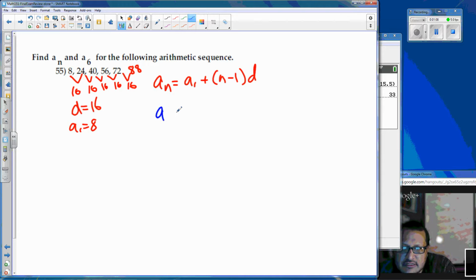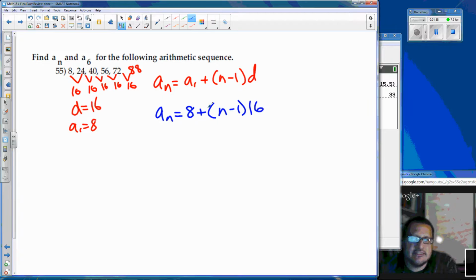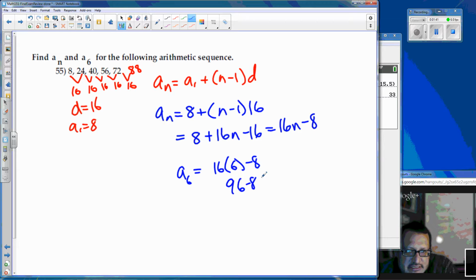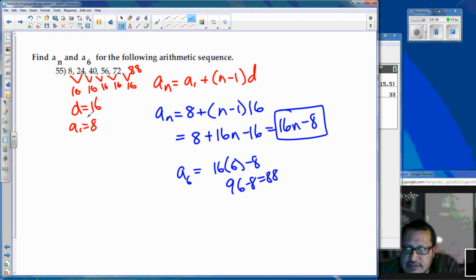To use the formula, we have a sub n equals 8 right here, plus (n minus 1) times 16. We can clean this up: 8 plus 16n minus 16 is 16n minus 8. Let's check it. If I plug in 6, a sub 6 is 16 times 6 minus 8. 16 times 6 is 96, minus 8 is 88. So it does work. So our answer is this, and a sub 6 equals 88.